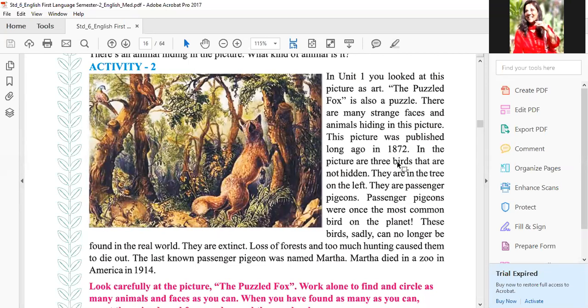1872. In the picture, there are 3 birds that are not hidden, right? हमें जो है ना 3 birds we can see which are not hidden. Let us see which are those birds which are not hidden. Can you see this? Yes. ये वाली एक bird. But then can you see this bird? There is another bird, and you can see these 3 birds. They are not hidden. They are in the tree on the left. Yes, I have circled these 3 birds.